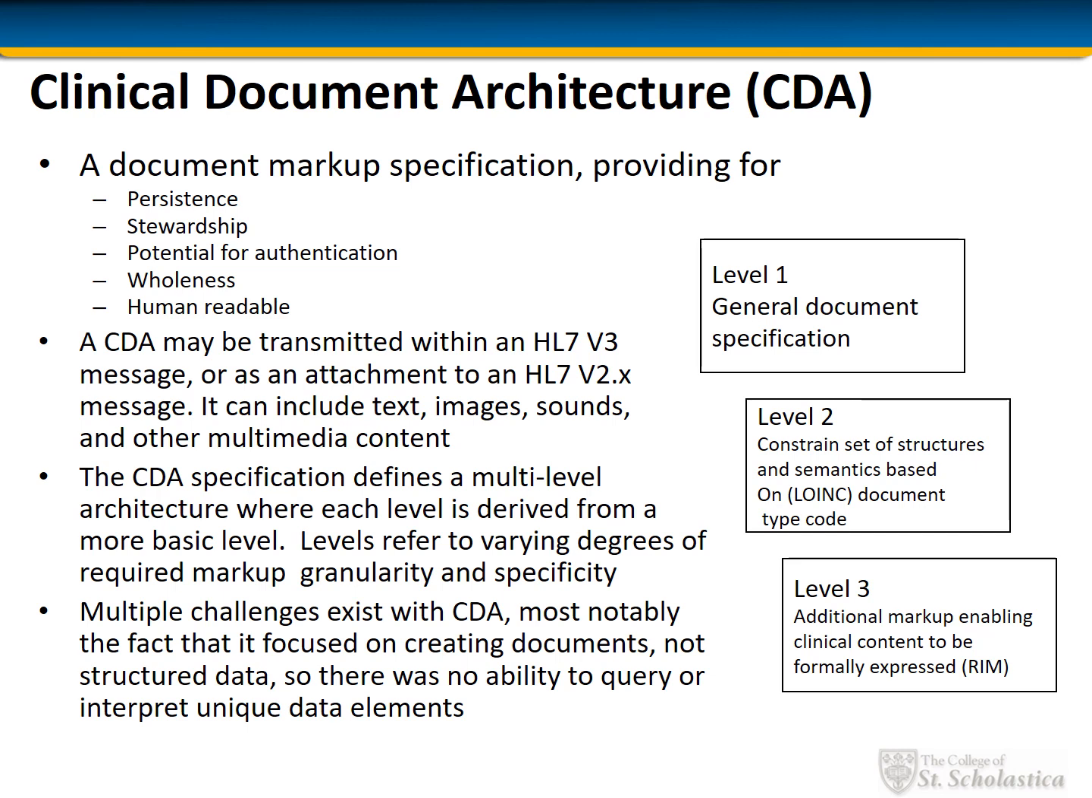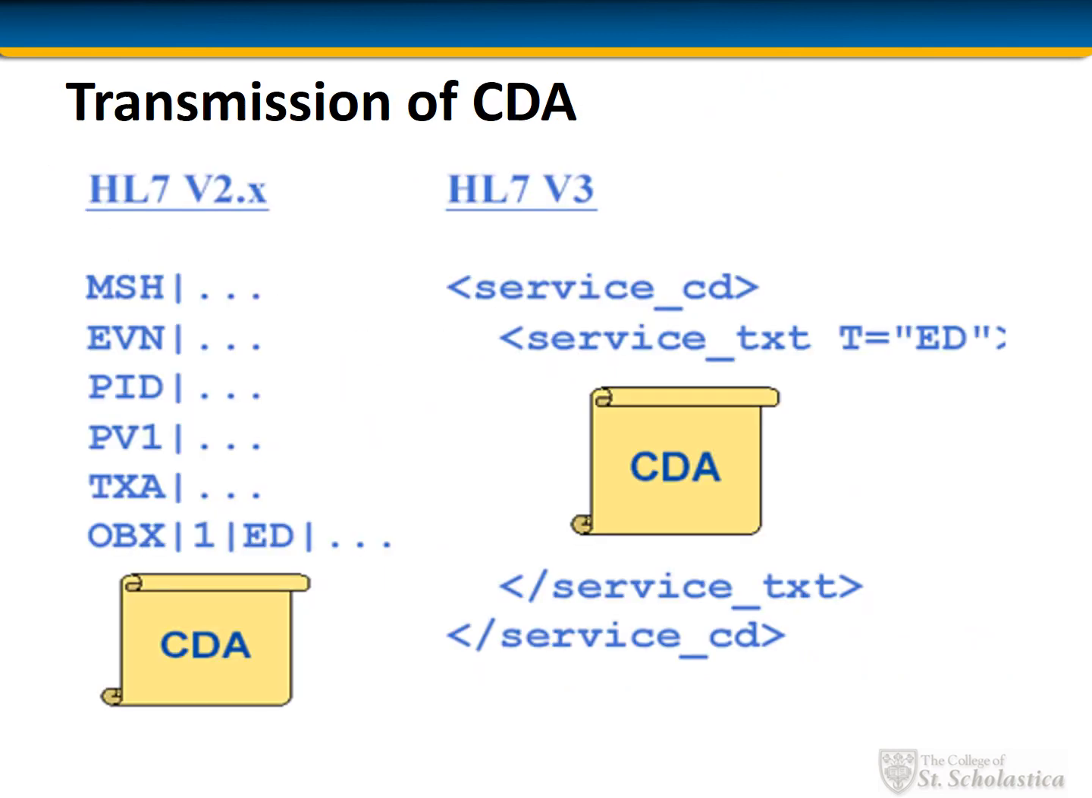Most importantly, there was no official standard application programming interface, or API, for requesting documents from a source system. And we'll talk about this a little bit more later.